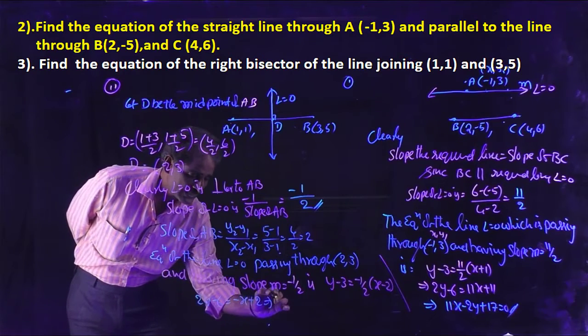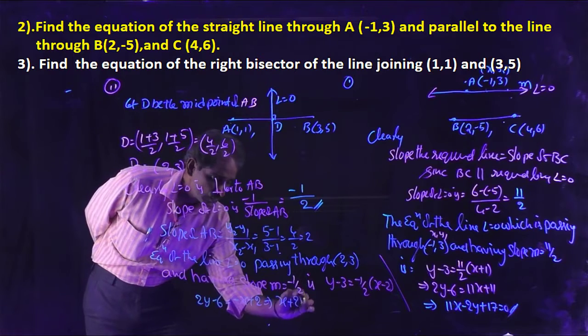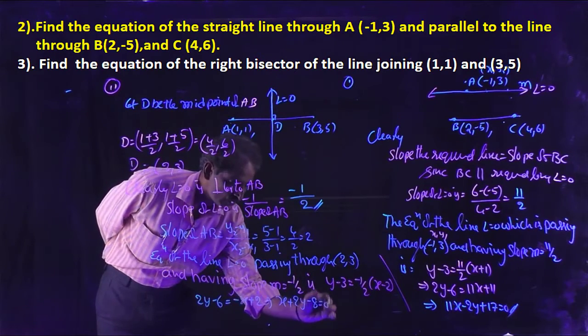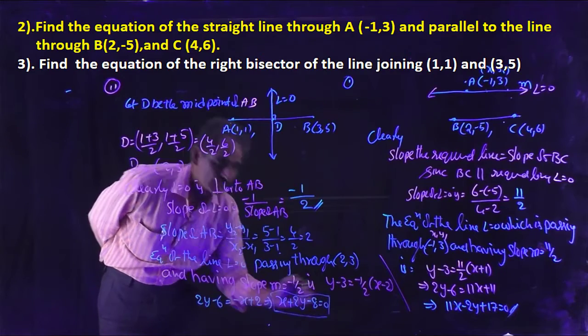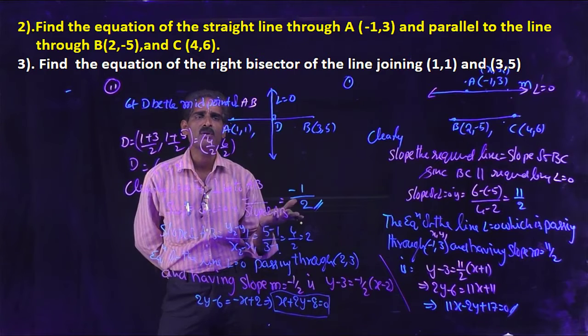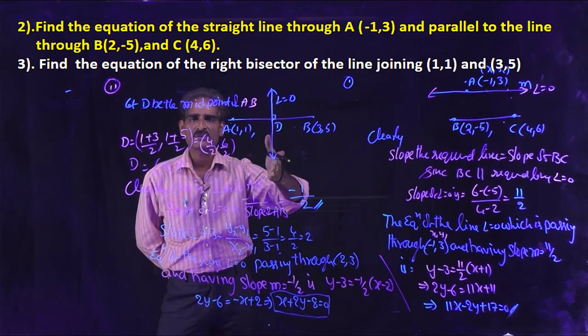From this we can write x plus 2y minus 8 equal to 0. This is the required equation. Understand? Simple. We have to find out this line equation.